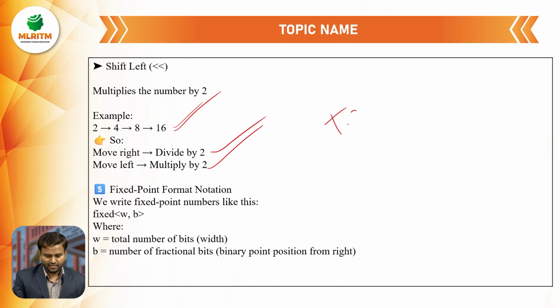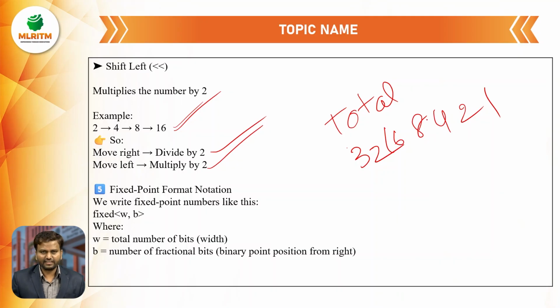The total 8421 process will be shown like that. If it is left side moving means 2 into 8 is 16, 16 into 2 is 32, shown like that. It will be considered like that only.